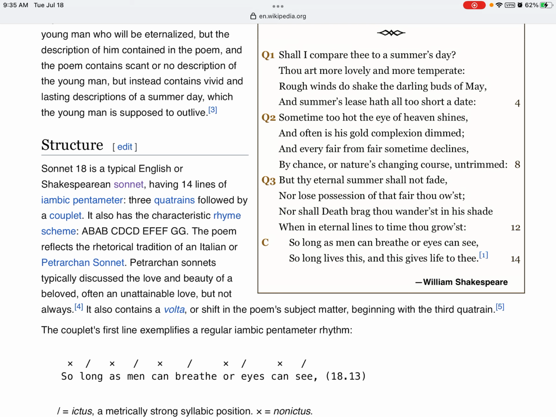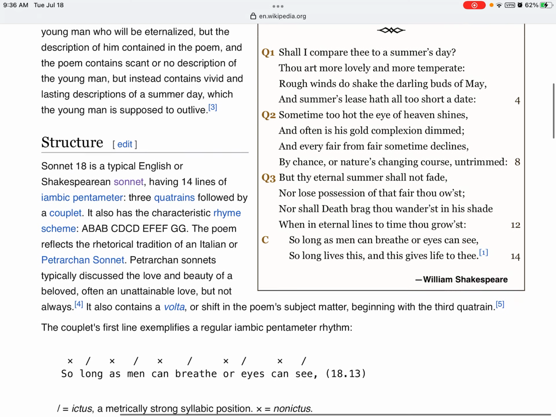Then in quatrain 2, it's going to be C, D, C, D. You'll have shines and declines, and dimmed and untrimmed. Then in quatrain 3, you have E, F, E, F, which is fade and owest, shade and growest. And then G, G, the couplet, see and thee. I'm going to read the poem because it's so much fun.